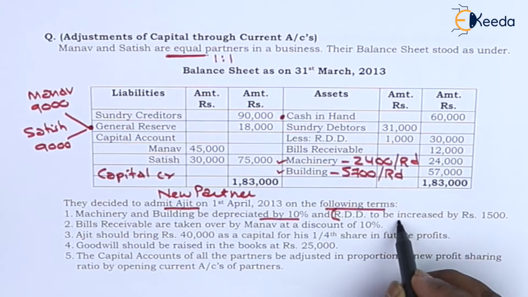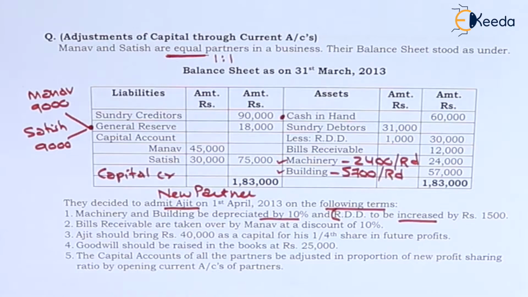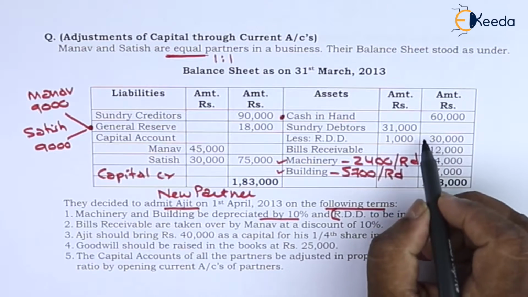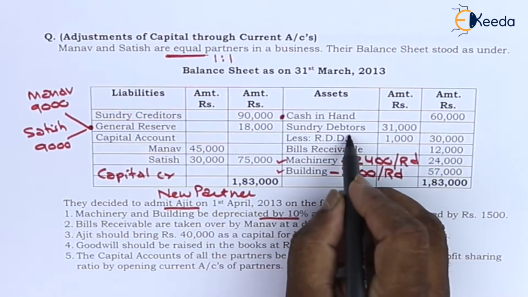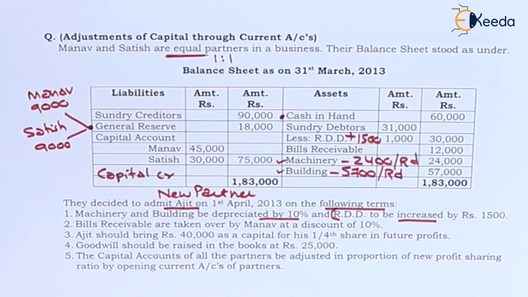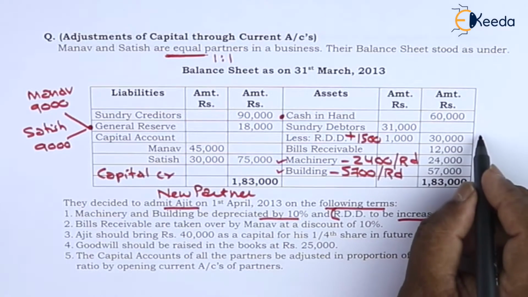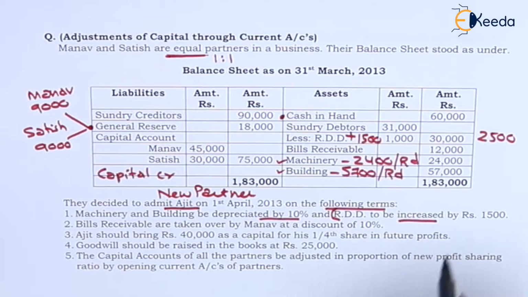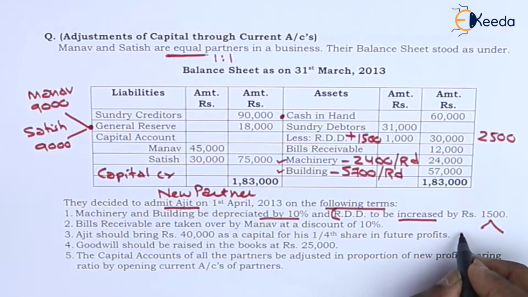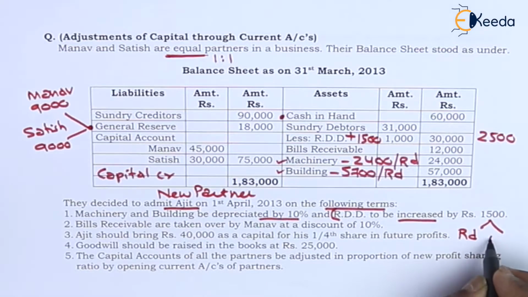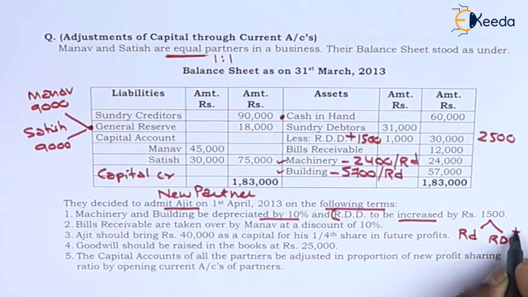RDD is to be increased by 1,500. Current RDD is 1,000. So we'll have to add 1,500 to the RDD. So 1,500 plus 1,000, our total RDD will become 2,500. Here actual adjustment is there only for 1,500. 1,500 will have to be recorded to the debit of revaluation account. Second effect, we are required to add 1,500 to the amount of RDD.